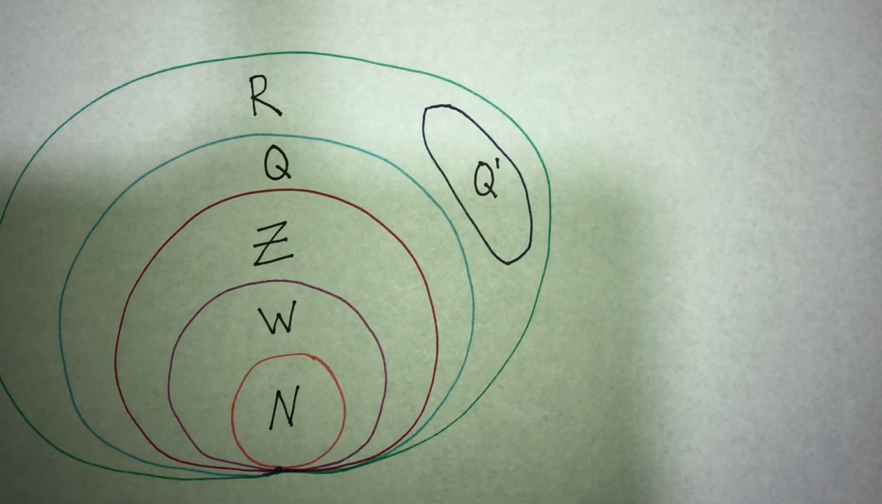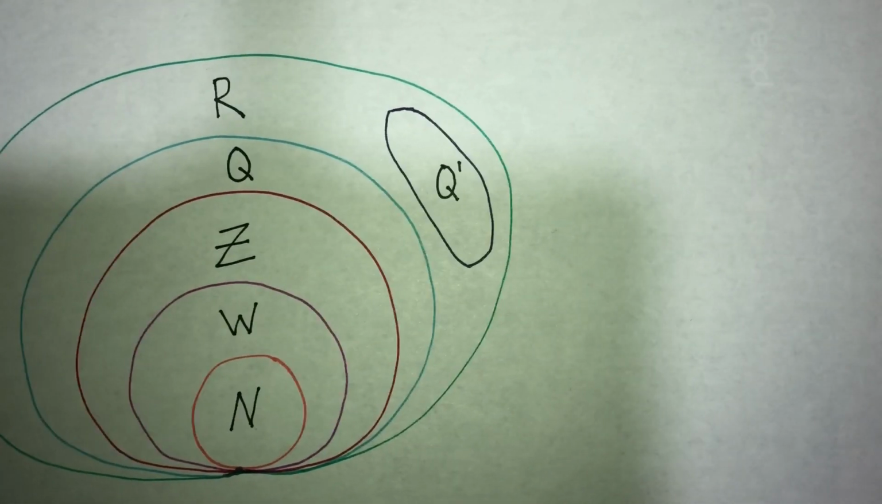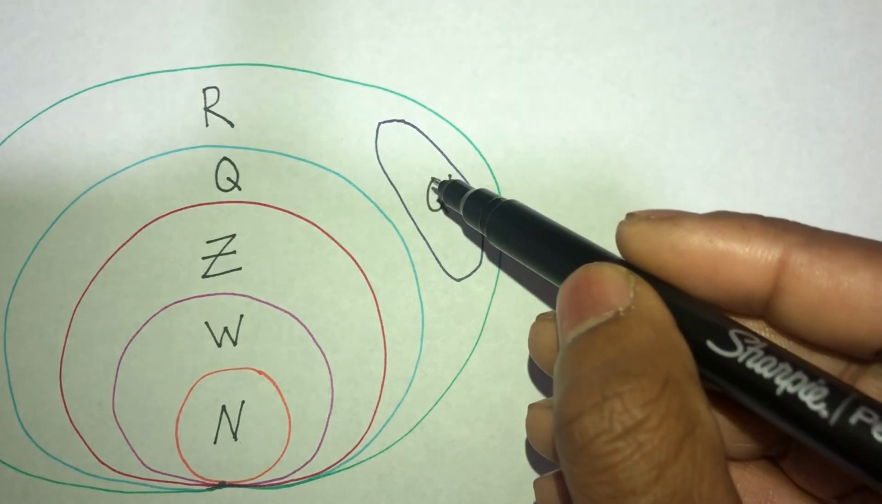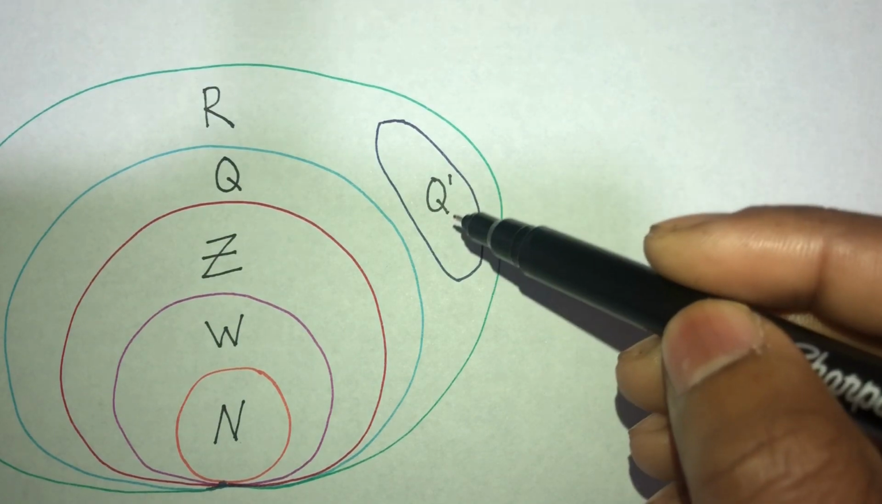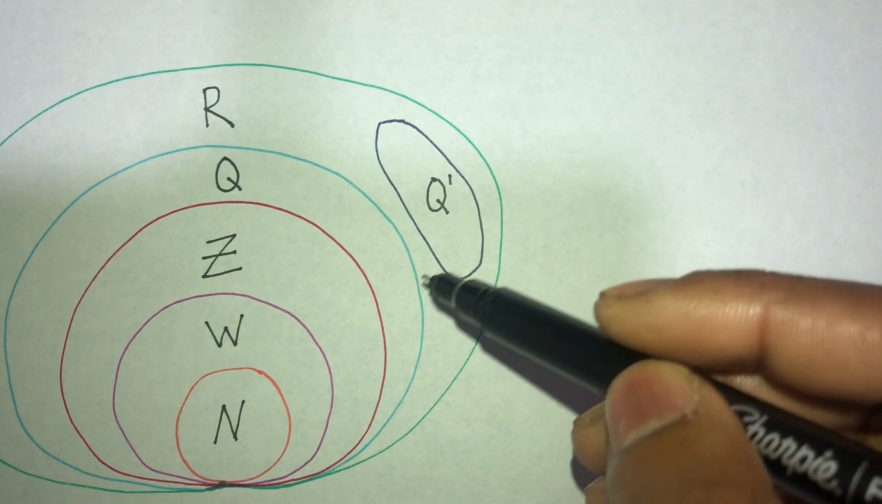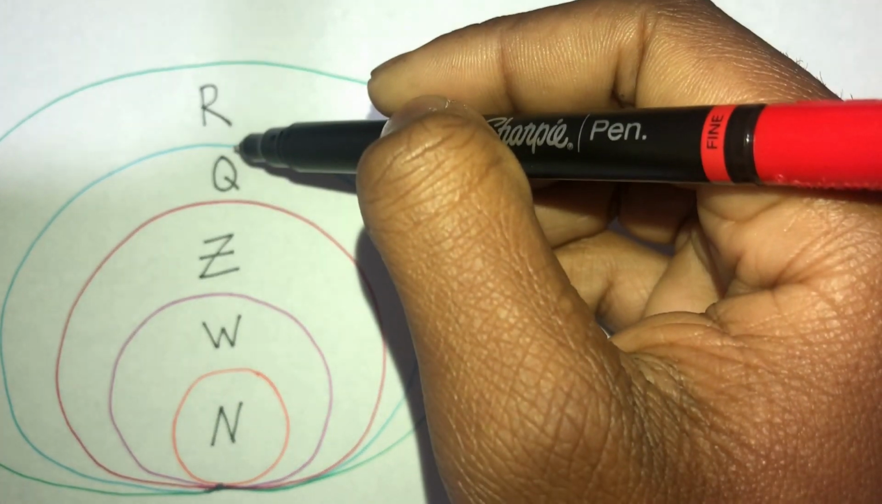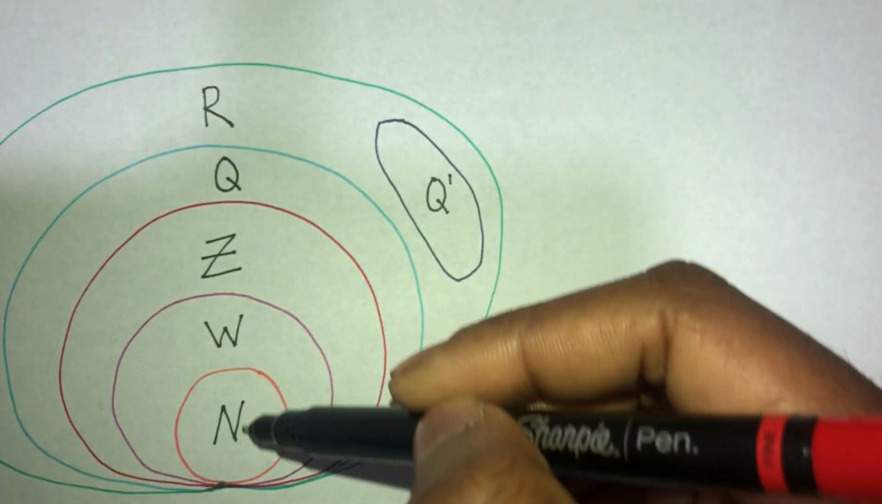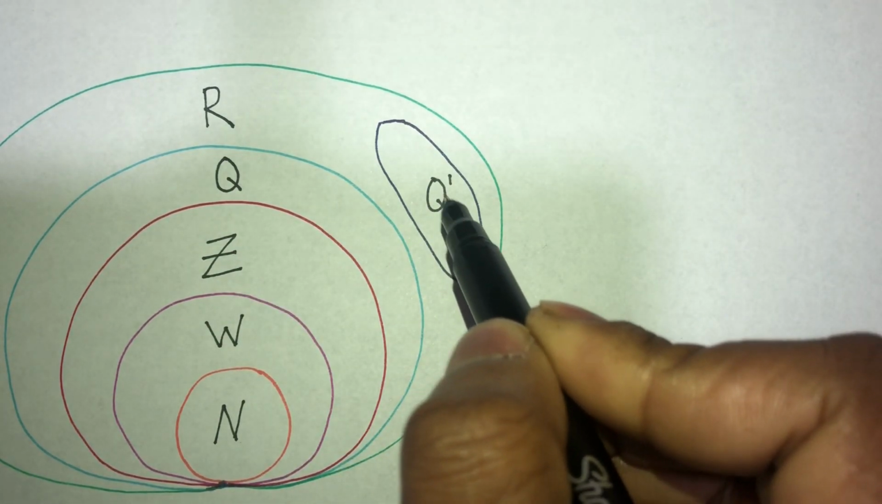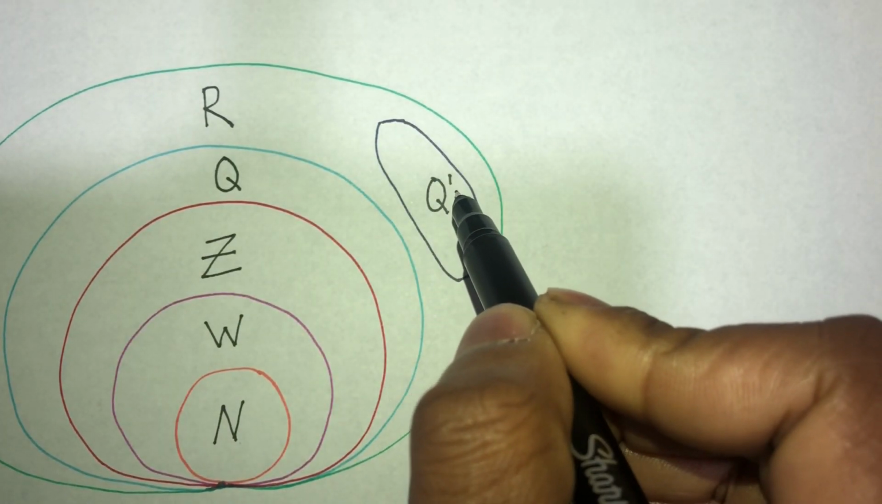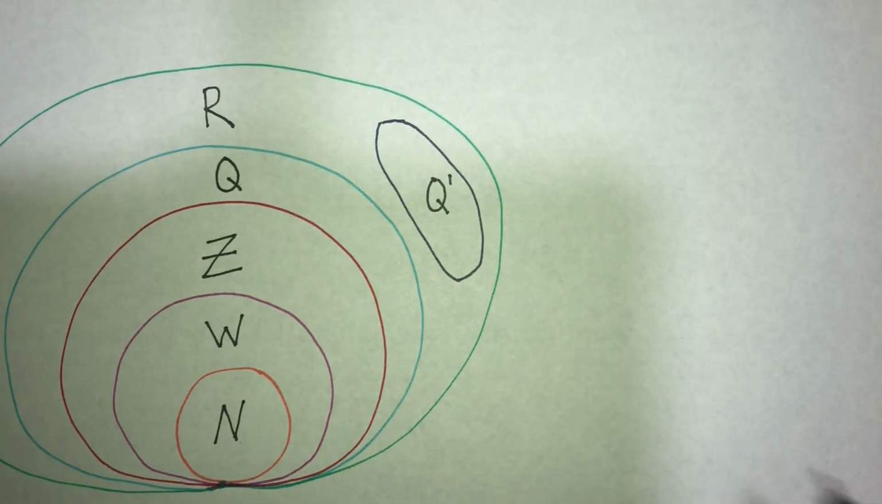It might sound a bit confusing, but it's simple once you get the understanding. I'll explain it further. For the set of irrational numbers represented by Q prime, it is not a subset of any of these types of numbers. It is only a subset of real numbers. Good.